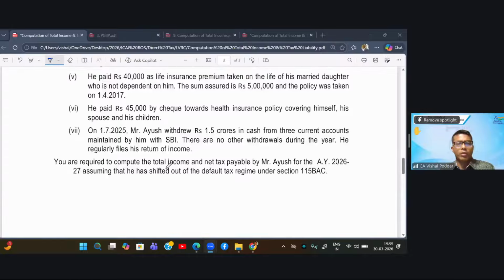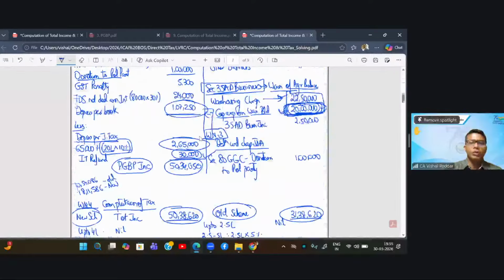Okay. You are required to compute total income of Mr. Ayush for AY 26-27, assuming that he has shifted. Okay. So this entire question is of the old scheme. So all the deductions and everything will become relevant here. Yes, Arun Sagar, you are right. Yes, good Arun Sagar. So TDS section also Arun has mentioned it is 194N. So here we have to do only the old scheme working, not the new scheme working.